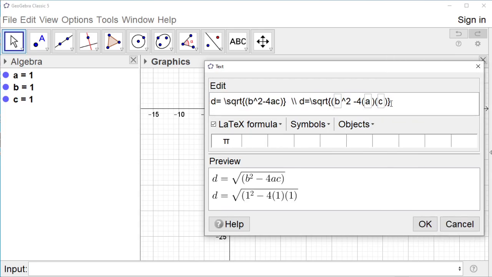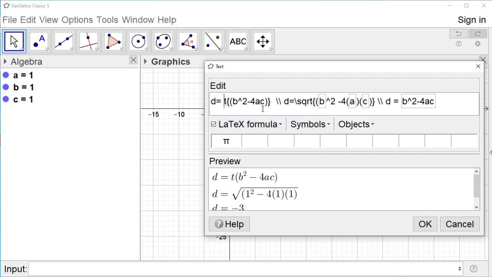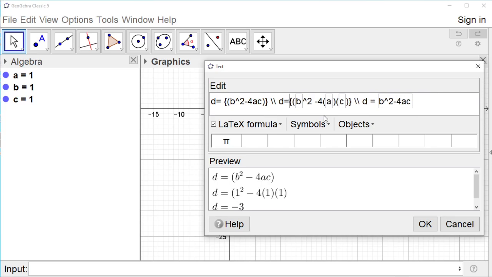And one last thing here, we'll make another one, d equals b squared minus 4ac. And actually, sorry, I'm making a mistake here. You don't actually need the square root. You just need b squared minus 4ac, because we've already made the interpretation if it's positive or negative. Okay, so there we go.